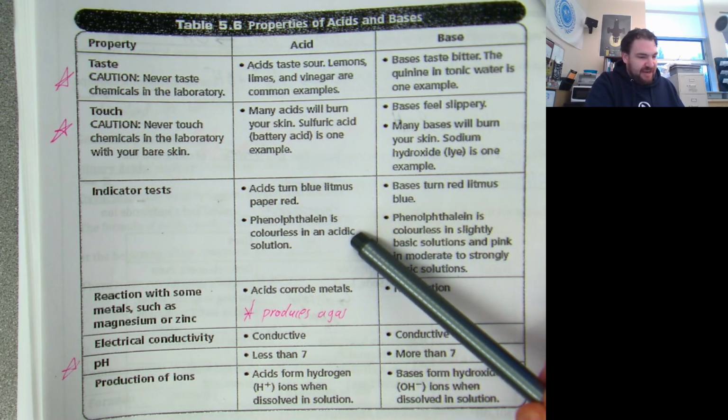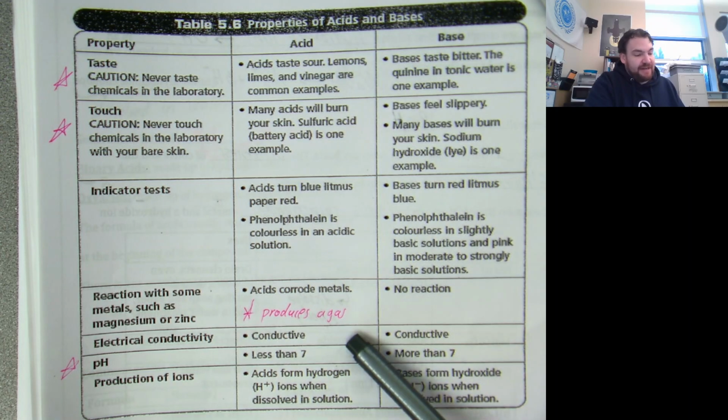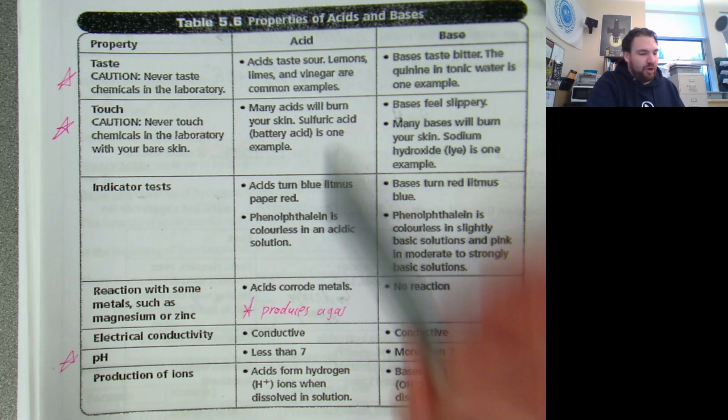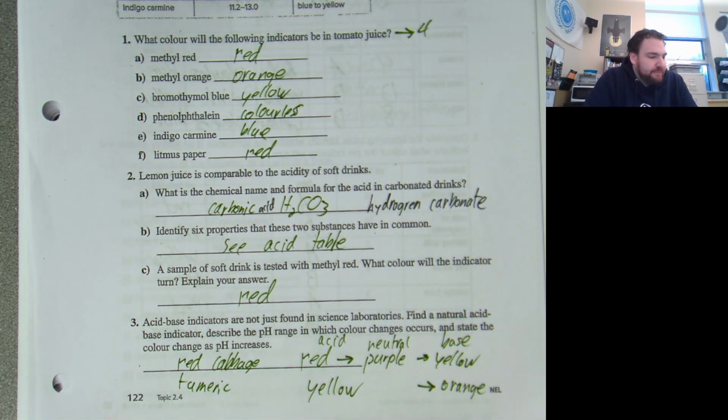Indicator tests are going to be the same for lemon juice and carbonic acid. They're both going to corrode metal given the opportunity. They're both going to be conductive. They're both going to have a pH less than 7. They're both going to produce H+ ions. It's this whole column, which is why I said C acid table.